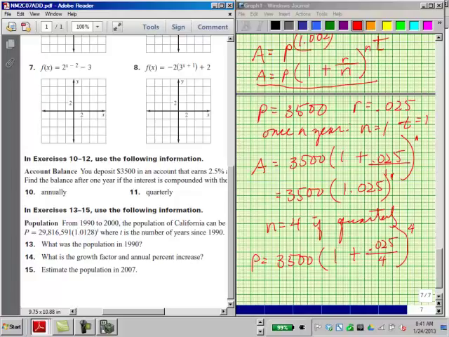Okay, the growth factor is 1.0128, and the percent increase is 0.0128. Okay, you guys see the difference? The growth factor is B, and the percent of increase is B minus 1. Okay, that's how much you're going up every year. All right. Now, estimate the population in 2007.